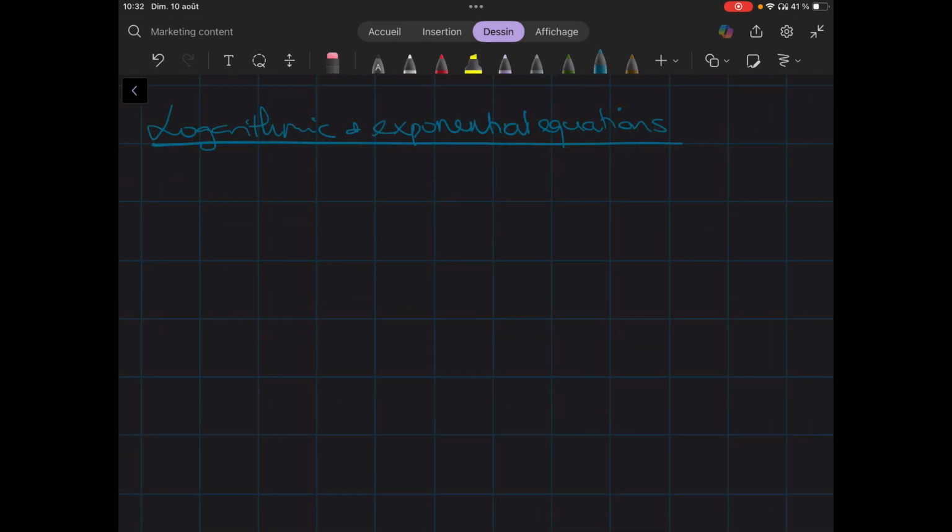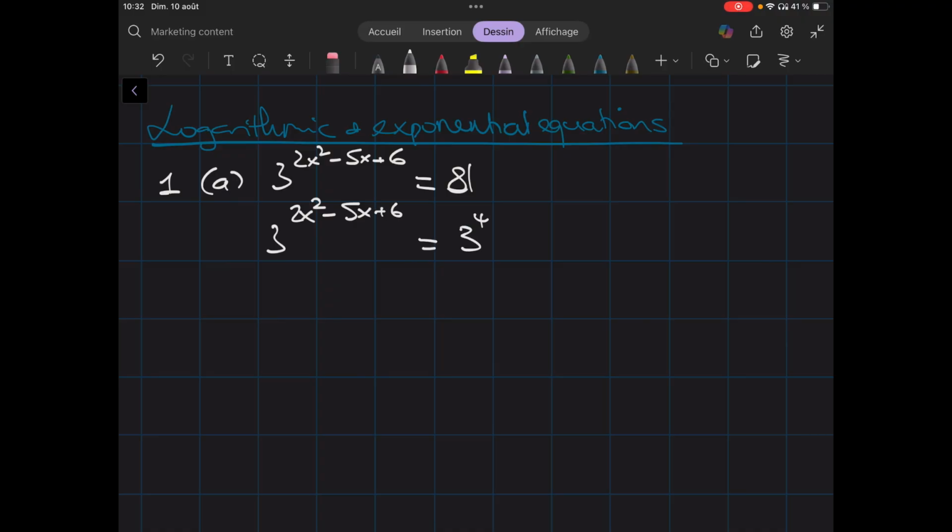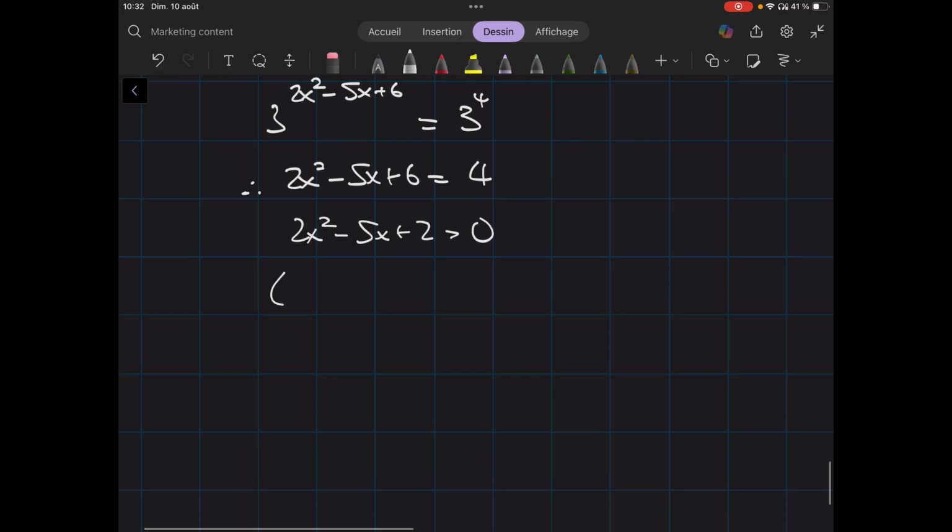Moving on to standard 2, logarithmic and exponential equations. Part A. I usually love starting this section with a relatively straightforward question. You don't even need to take logarithms here, because 81, that's 3 to the 4. Therefore, you just have to equate the exponents. 2x minus 1 times x minus 2 is equal to 0. So x is either a half or 2.